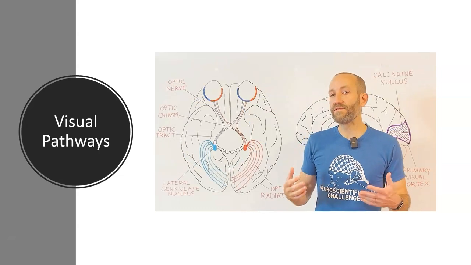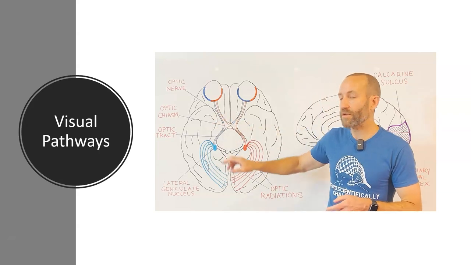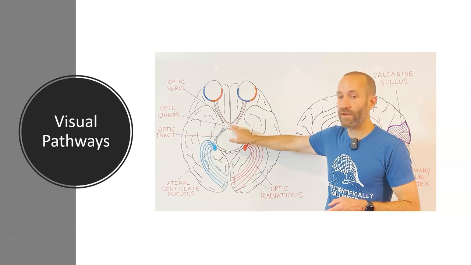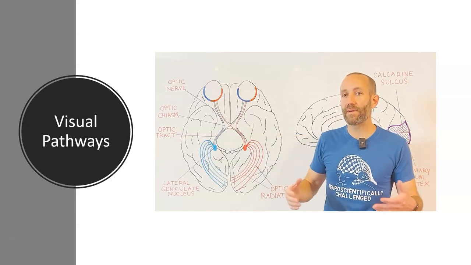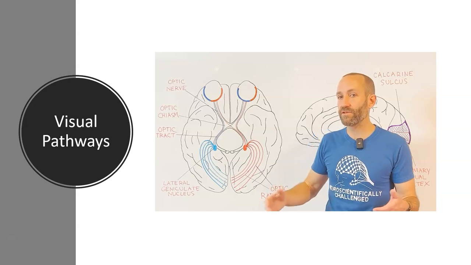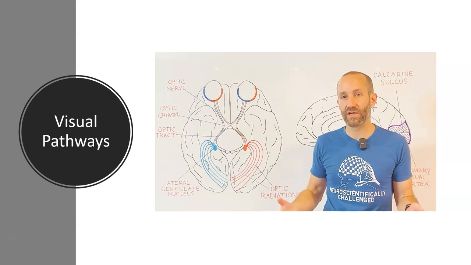The ganglion cells leaving the eye form the optic nerve, which is one of our cranial nerves. The optic nerve extends back to this region just below the hypothalamus called the optic chiasm. At the optic chiasm, about 60% of the axons from the optic nerve cross over to the other side of the brain, while the rest stay on the side they originated on.